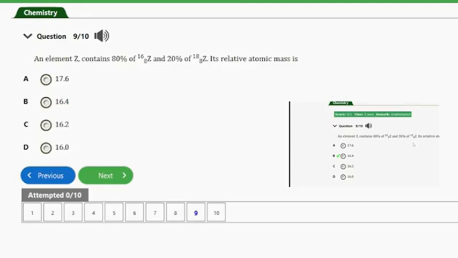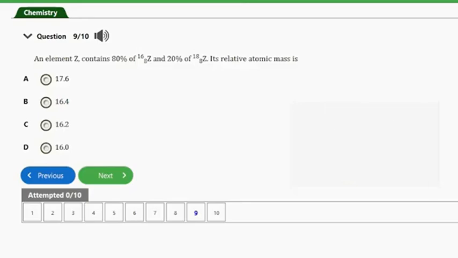So guys, we are going to consider the relative atomic mass. This is more like an isotope, so we are going to consider the relative atomic mass here. Option A is 17.6, option B 16.4, option C 16.2, and option D 16.0.